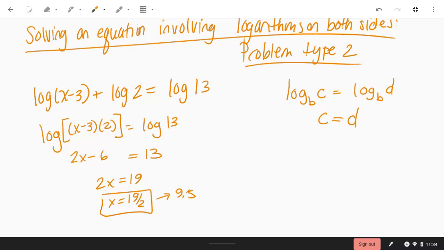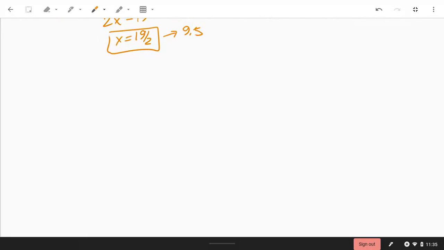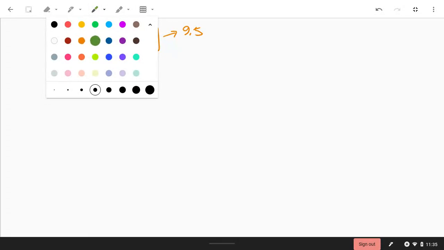Okay, so I can tell when I go back to my original problem here, if I plug 9.5 into there, I'm going to get 6.5. Okay, and that's fine. That's going to work. And in fact, then I could combine those to be the log of 6.5 times 2, which is the log of 13, equals the log of 13. We'll do one more of that type. And then we'll be done.